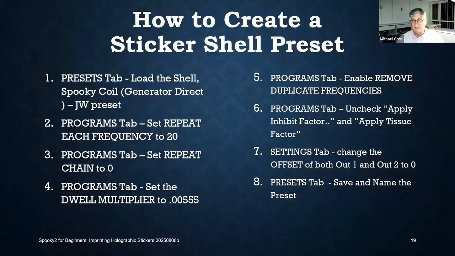And then the settings tab, because they changed that, and they actually did change it in this preset, you have to set the offset of both out1 and out2 to 0. We're going to go through all that in a minute. Then again, I save it, and that's where I got the shell sticker preset that we already used. So let's go through this.